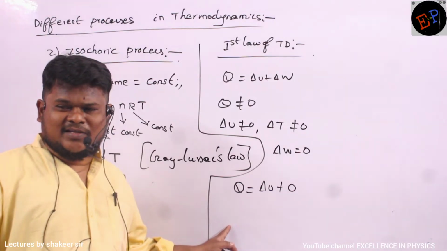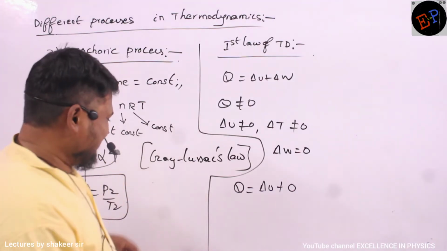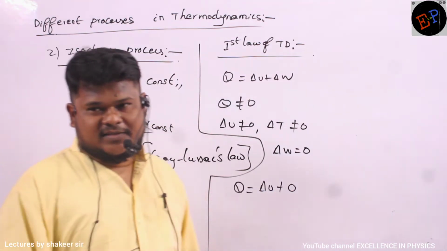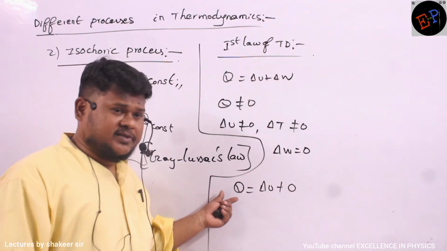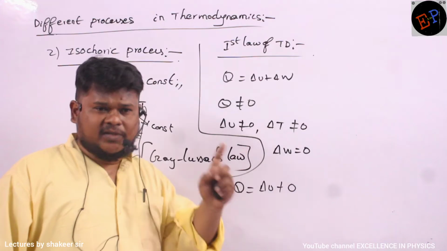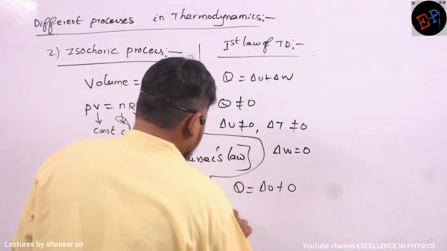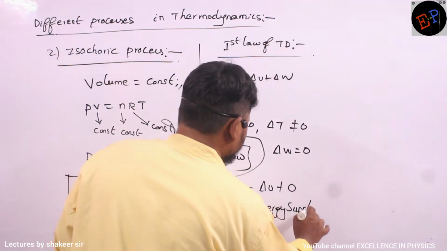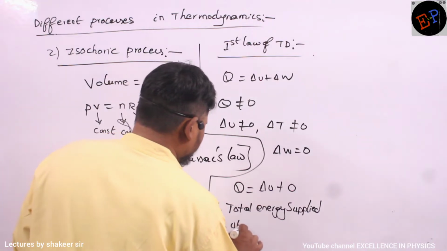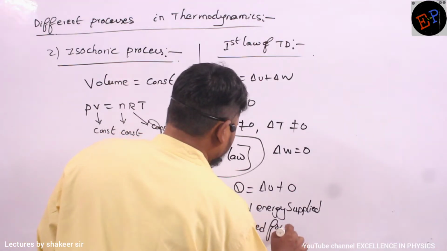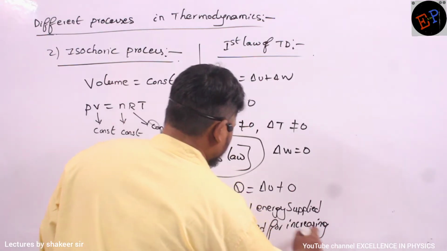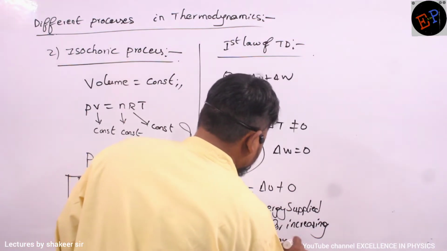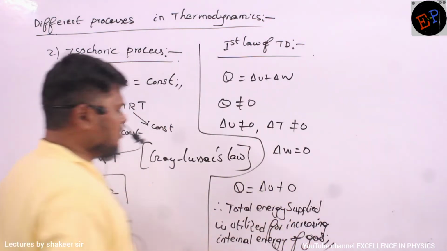Internal temperature, external temperature. So the total heat energy which you supply is responsible for raising the internal energy of the gas. So the total energy you supply is used only for increasing the temperature. That is the meaning of it. Therefore, what we write: total energy supplied is utilized for increasing the internal energy of the gas.